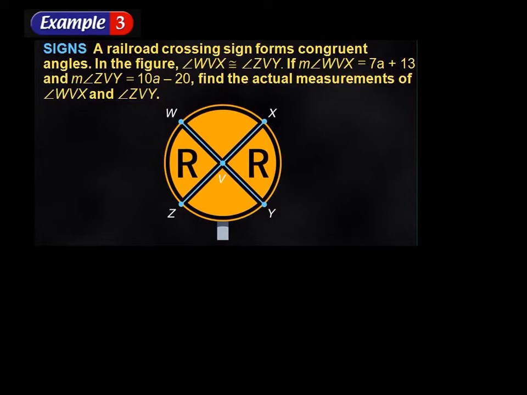In the figure, angle WVX is congruent to angle ZVY. If the measure of angle WVX equals 7a plus 13 and the measure of angle ZVY equals 10a minus 20, find the actual measurements of angle WVX and angle ZVY. Congruent means the measures are the same, so we have a nice little equation we can solve.